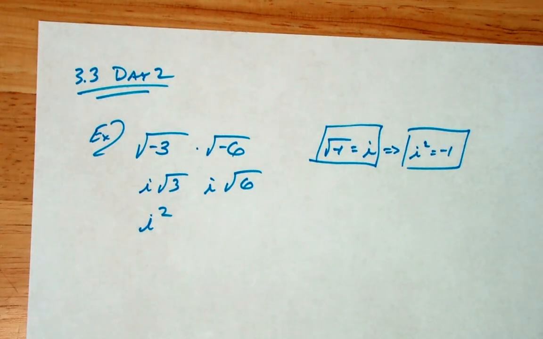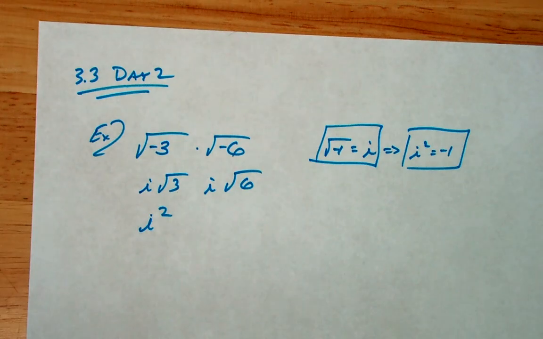Now remember, we said that this is imaginary because, can I square a positive to get negative 1? No. A positive times a positive gives me a positive. Can I square a negative to get negative 1? No, because a negative times a negative gives me a positive. So this must be some number that's not positive, not negative. It's really neither. It's imaginary. But the bottom line is i squared is negative 1.